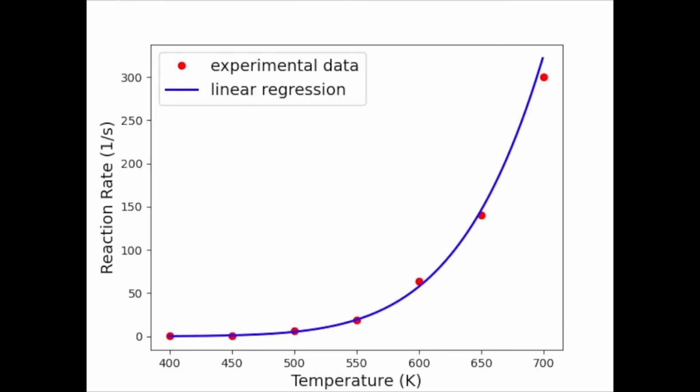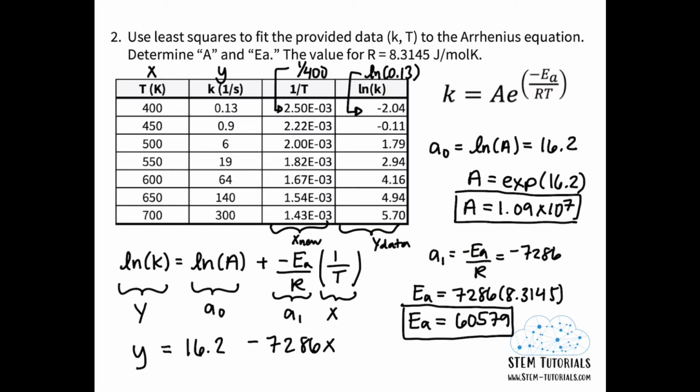Finally, I would always recommend that you plot your experimental data and your linear regression expression at the end to check what the quality of the fit looks like. So here you see a plot of our k value, our reaction rate, versus our temperature, and you see the experimental data points as well as our linear regression expression, and we see that we have a pretty good match. So with this, we've wrapped up the second problem, and we've shown you how we can transform these nonlinear equations into linear equations and then apply linear regression.